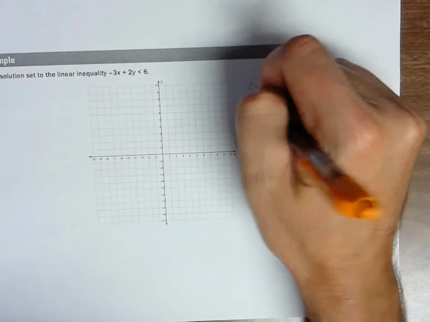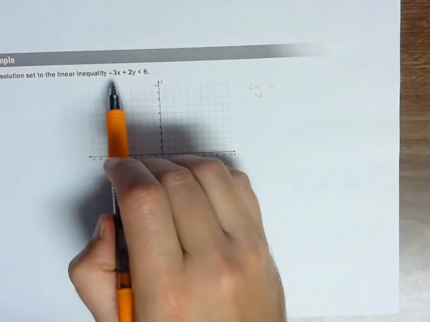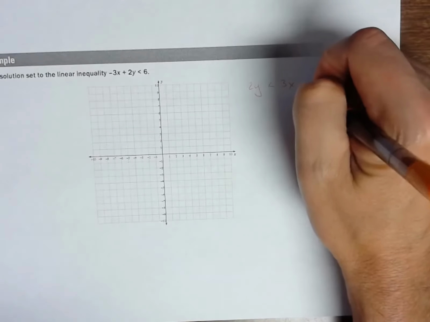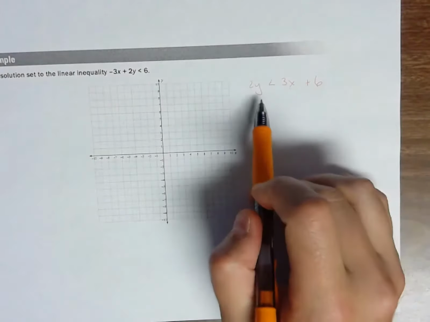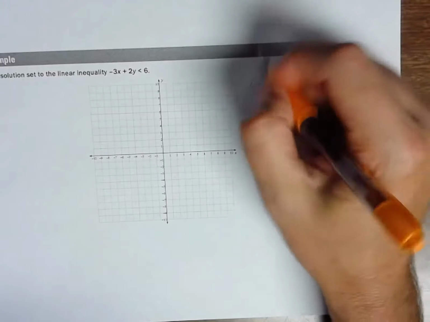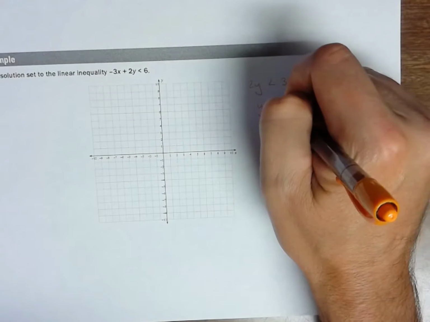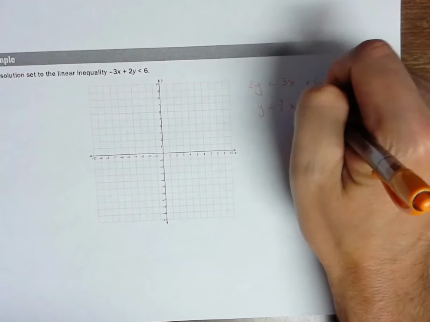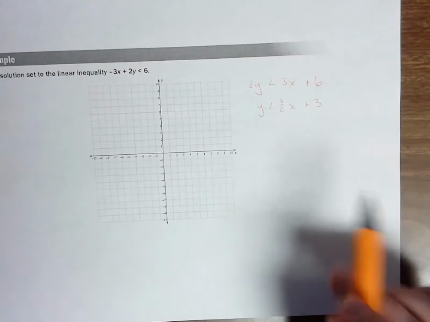So 2y is less than, if I add my 3x over, I would have 3x plus 6. Now we just want to get y by itself, so let's divide that 2 through everything. So y is less than 3/2 x plus 3. So y less than 3/2 x plus 3.